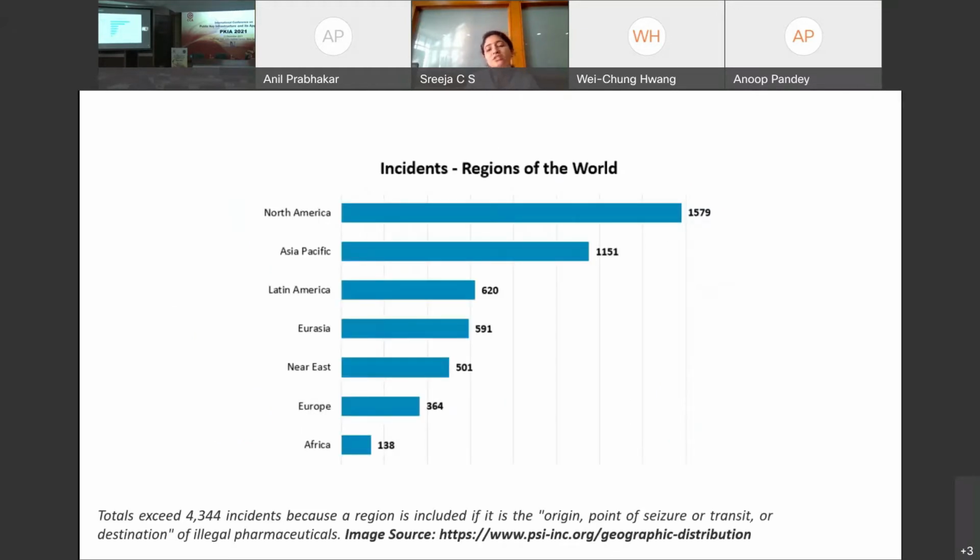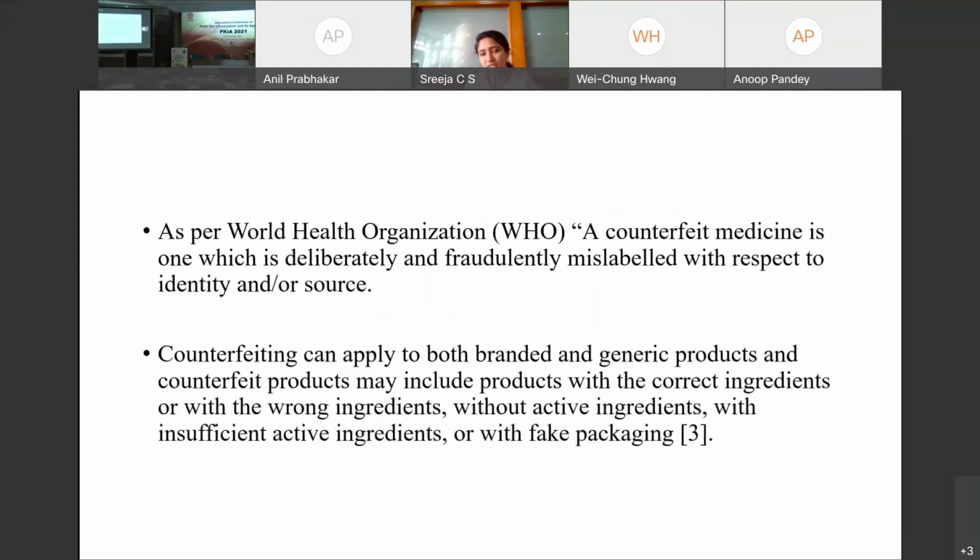These are the incidence regions of the world, which show how important this topic is to address, and that the research community has to look into this particular topic. This has been provided by the Pharmaceutical Security Institute, which is a non-profit organization. The sources given here are just data to show how prominent it is, even though we have many techniques to avoid this.